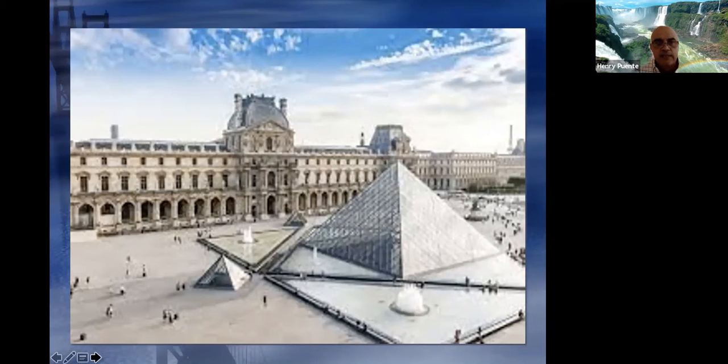Something that has historic and cultural value would be, for instance, an art gallery, but also a museum. I don't know if anybody's ever been to Paris. This is a picture of the Louvre in Paris, France. This is not my picture. I've been there, but I'm borrowing this picture from somebody, just to give you an example of what I mean by a tourist attraction.